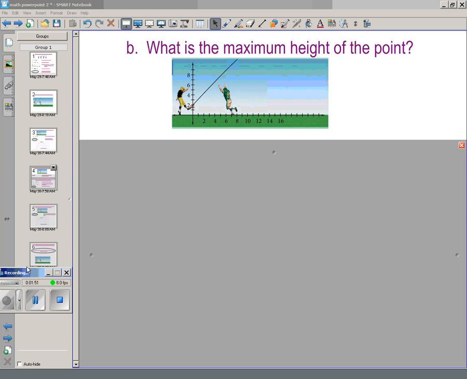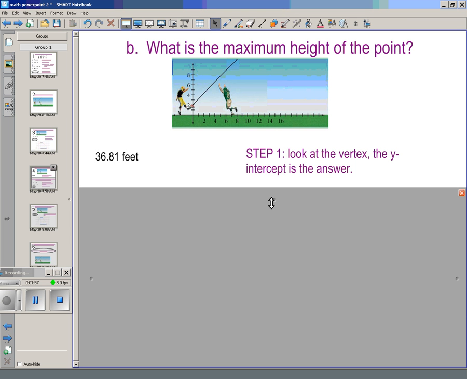The second part of this question is, what is the maximum height of the ball? The first step is to look at the vertex. The y-coordinate will be your answer. The answer is 36.81 feet.